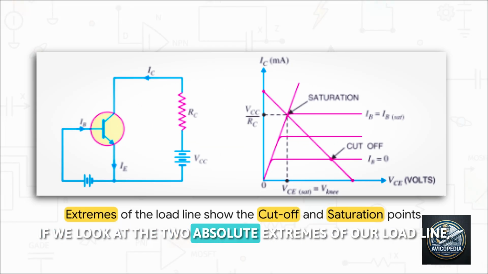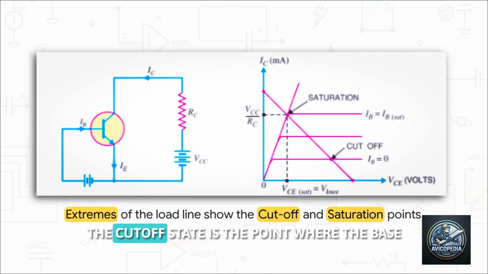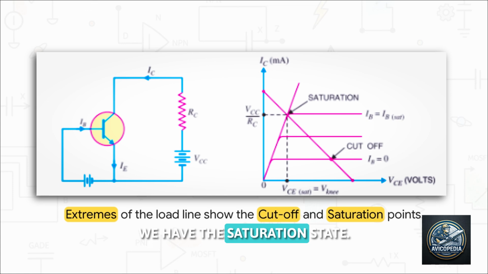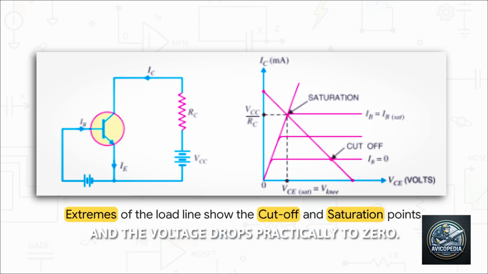If we look at the 2 absolute extremes of our load line, we find our physical limits. Down at the bottom right, the cutoff state is the point where the base current drops completely to zero, nobody's home. Up at the top left, we have the saturation state. That's where we hit maximum collector current and the voltage drops practically to zero.